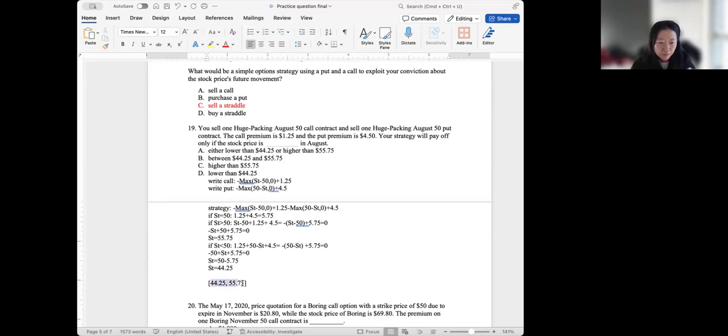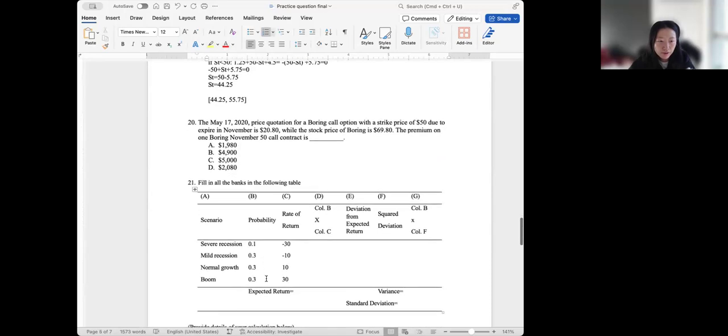So as long as the stock price is fluctuating within this range, the strategy will make a positive profit. But if the stock price moves below 44.25 or moves above 55.75, then the strategy will have a negative return. It will make a loss. So the strategy will pay off only if the stock price is either lower than or higher than. If it's either lower than or higher than this, the strategy will lose. It will not pay off. Between 44.25 and 55.75, that is what we calculated here. Okay, so move on to question 20.